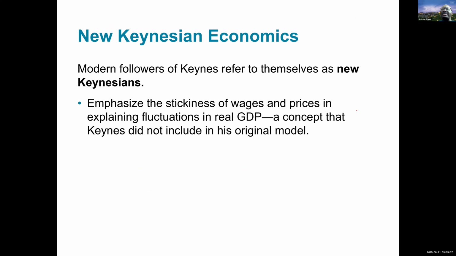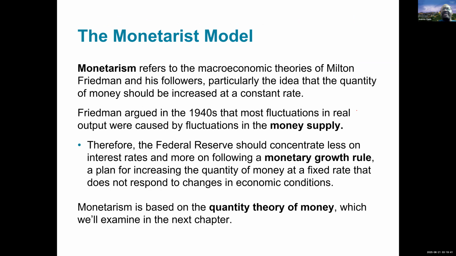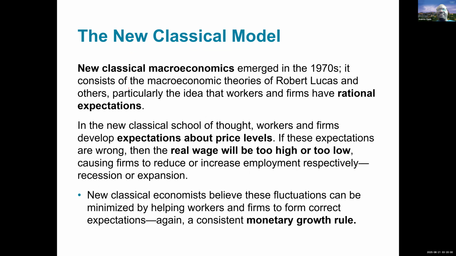And then there's another group that started from the University of Chicago, led by Milton Friedman in the 1950s. We call them the monetarist model. They believe that monetary policy, or changes in the money supply, can cause fluctuations in GDP, and it can destabilize the economy. So that covers the monetarists.